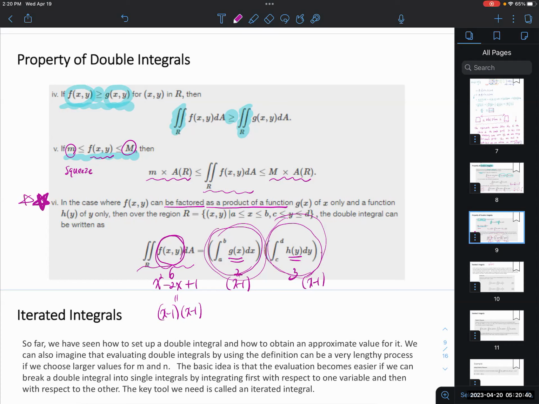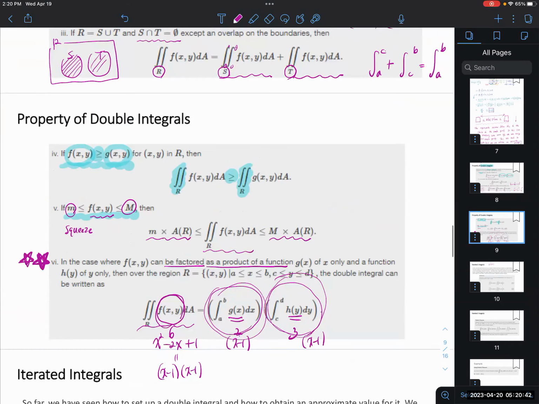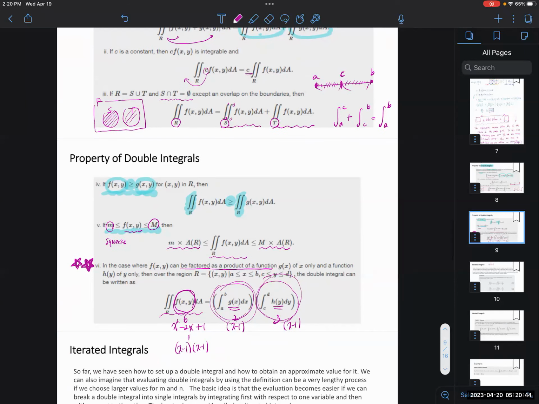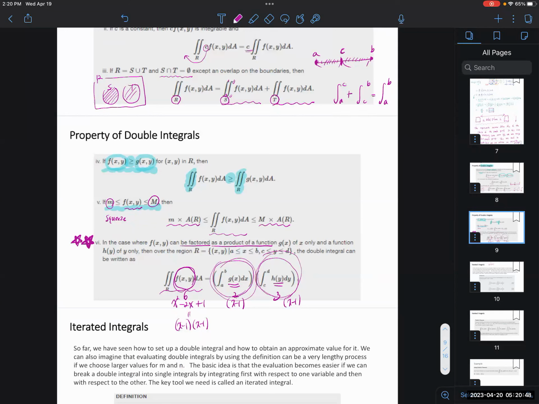So this one I'm going to show you as an example, but other than that, properties 1, 2, 3, 4, 5 should be very understandable, okay? So let's take an integral, like a real double integral. So there is an order, right? So let me go down slowly.